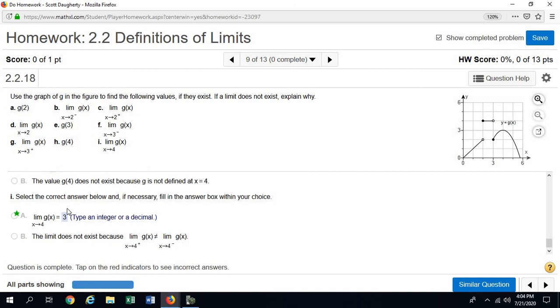Okay, and so that's part I. This two-sided limit as x approaches 4 is 3. Again, because the limit from the negative side of 4 was 3, and the limit from the positive side was 3 as well. So the two-sided limit would also be 3.